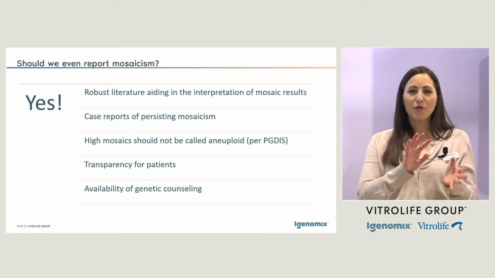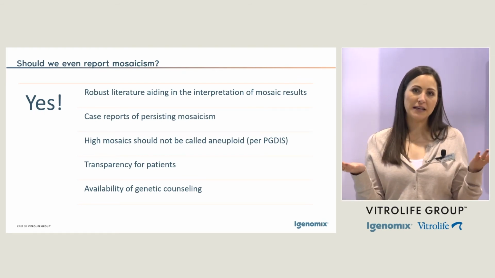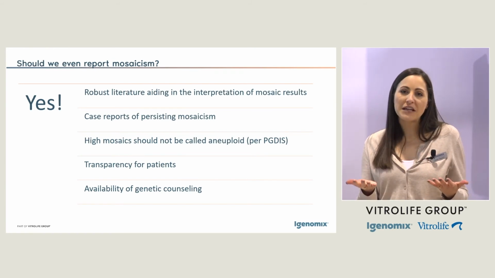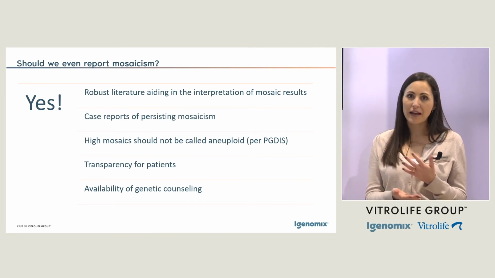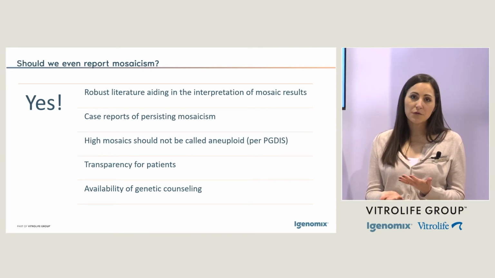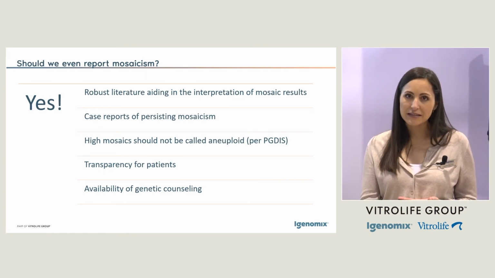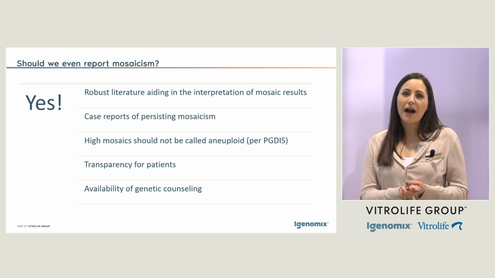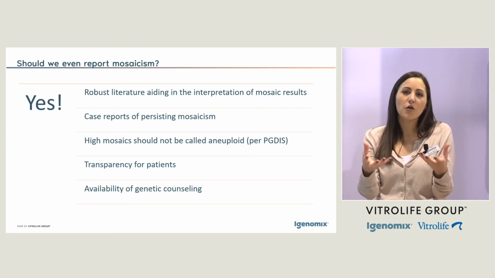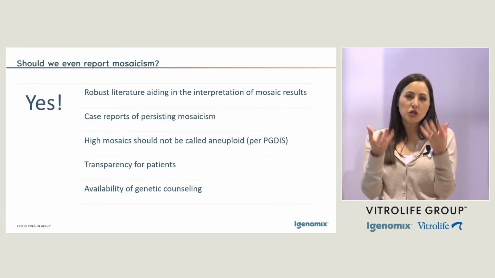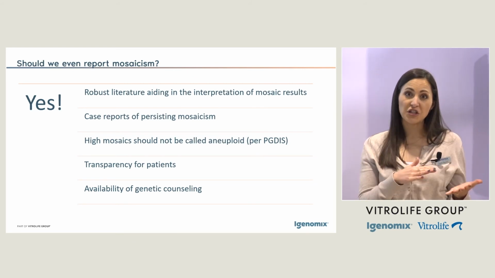Kind of on the other side of the coin, another question we sometimes get from providers is, well, should we even be reporting mosaicism at this point? Is there any value in that information? And again, I would answer that question with yes. We do have robust literature that it aids in our interpretation of mosaic results. Like I said in the previous slide, there are case reports of persisting mosaicism. Furthermore, high mosaic embryos should not be lumped into the aneuploid category for full mosaic reporting clinics because they are 2 distinct categories as supported by the PGDIS statement from last year.